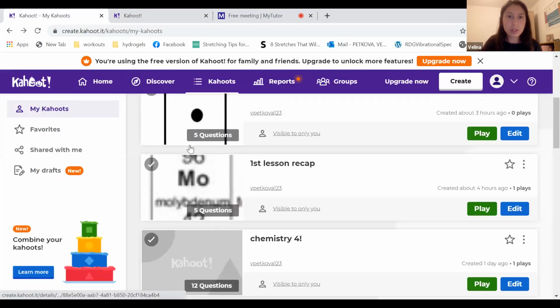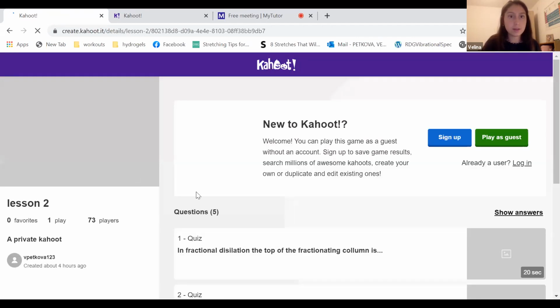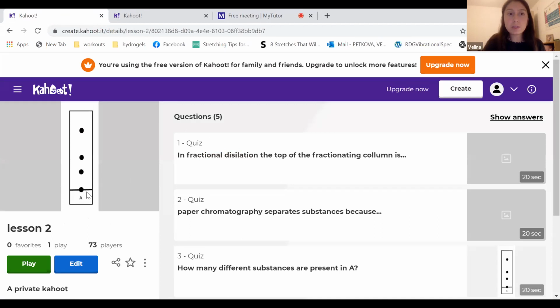So let's quickly look at this one. I don't know if it'll let me. Let's look at this one quickly. So yeah, some of you may have seen 4 dots. The dot at the bottom, on the line, is not counted as one of the substances. So this is the substance that's being separated.